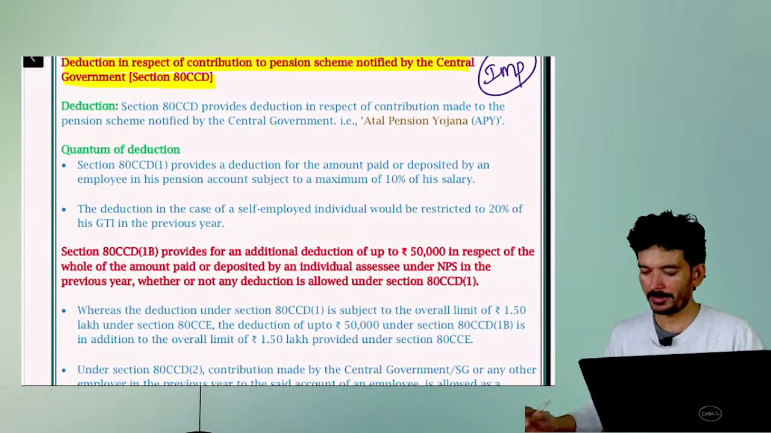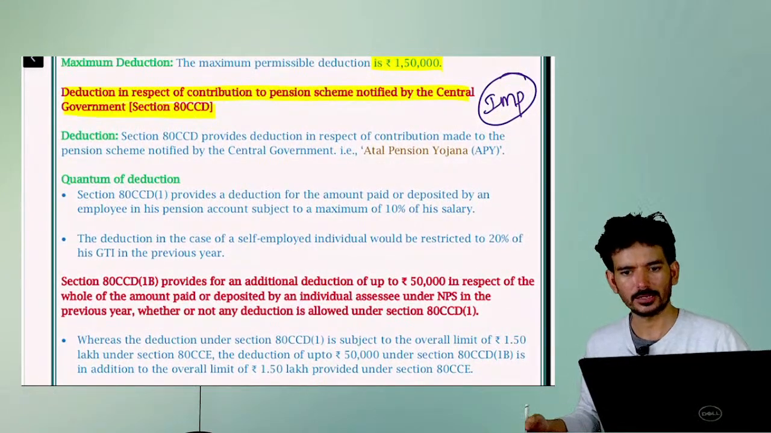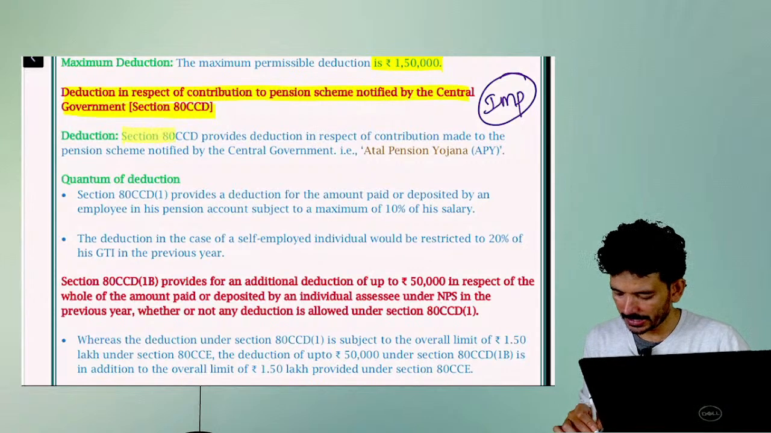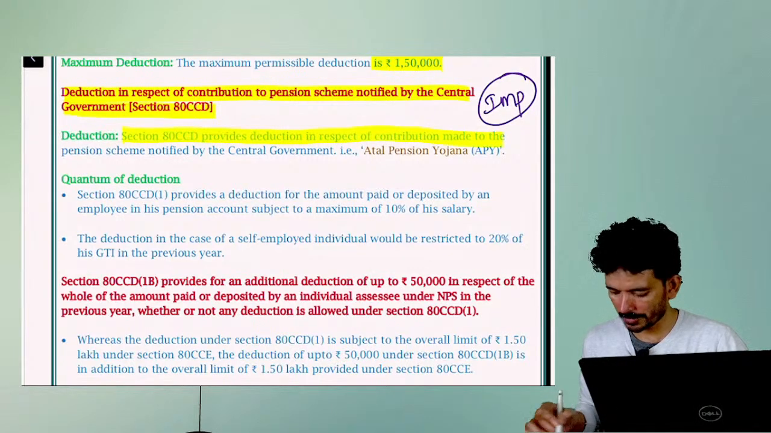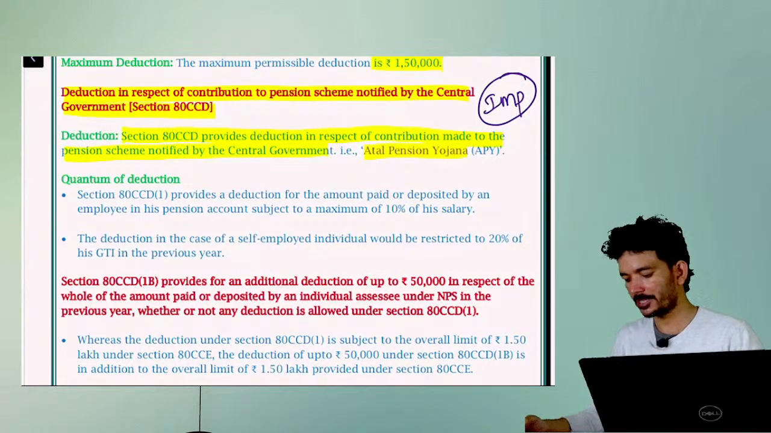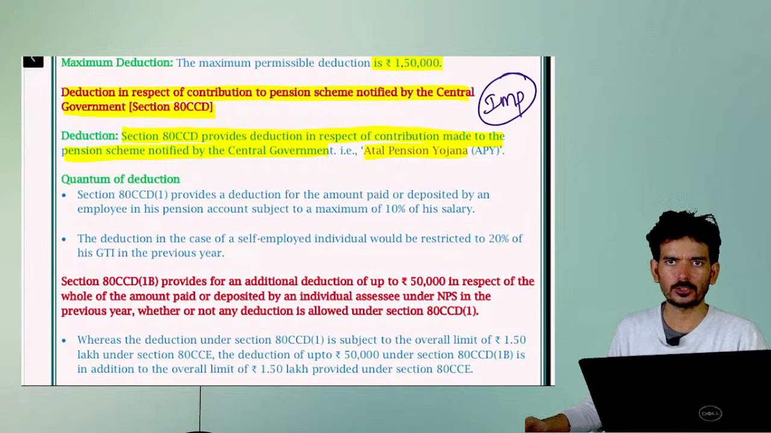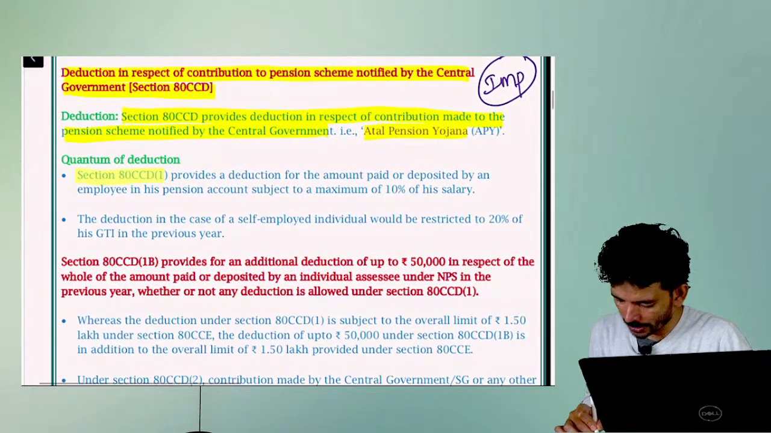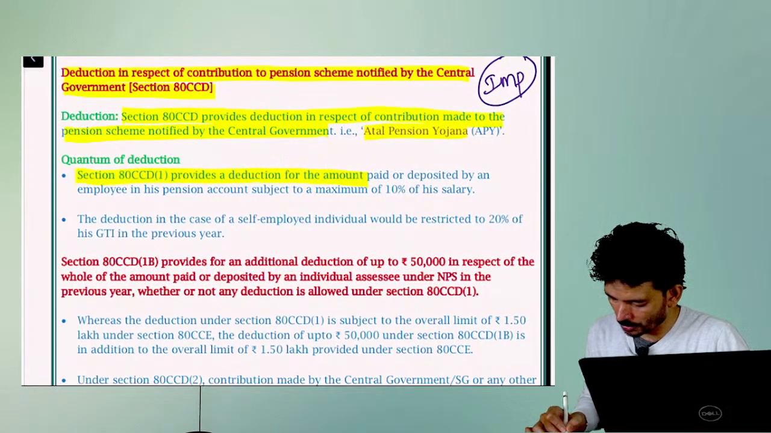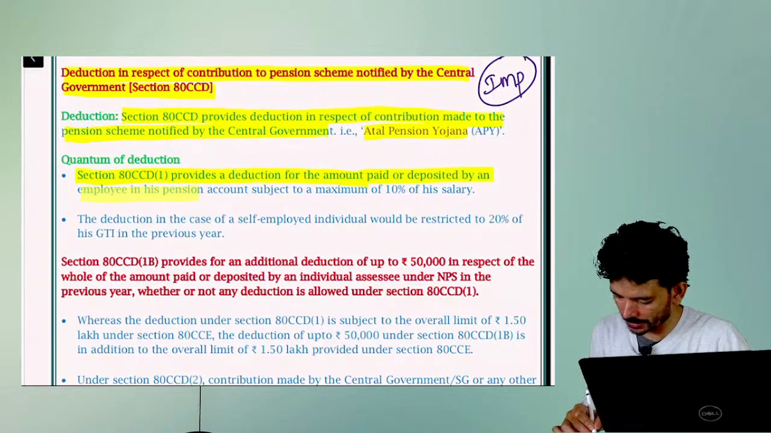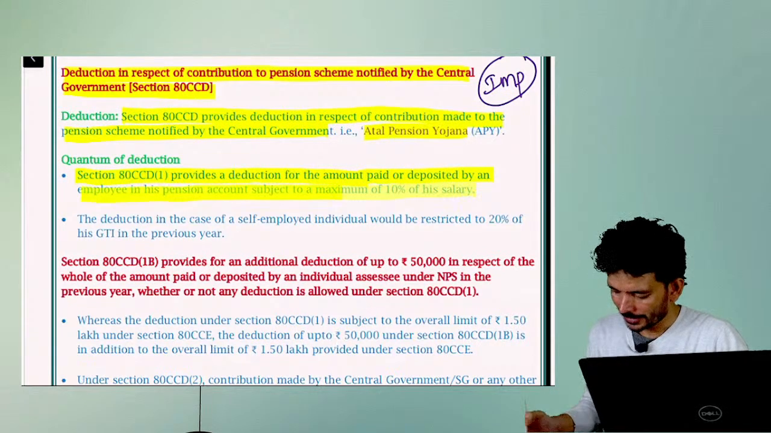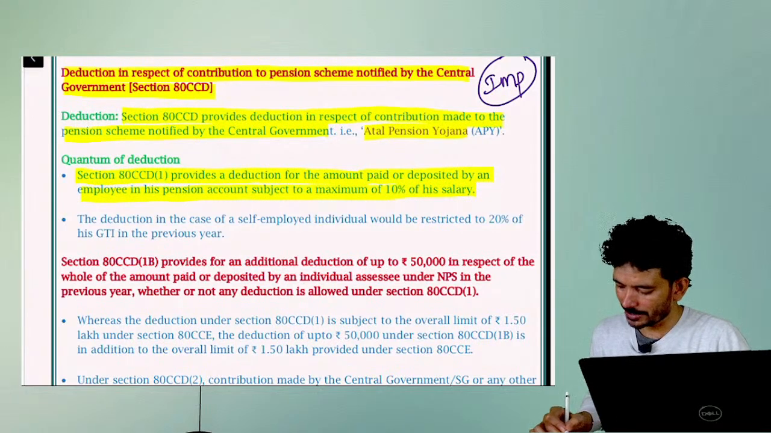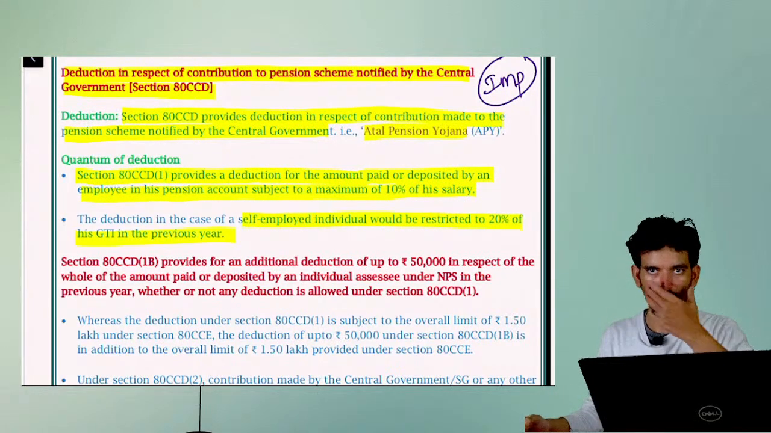So again, there is one amendment or one recent addition here. 80CCD provides deduction in respect of contribution made to the pension scheme notified by the central government. Recently, they have added Atal Pension Yojana, or the new pension scheme as people also call it. Whatever you call it, that will be coming under 80CCD. 80CCD 1 provides a deduction for the amount paid or deposited by an employee in his pension account, subject to a maximum of 10% of salary. If he is self-employed, it is 20% of gross total income.